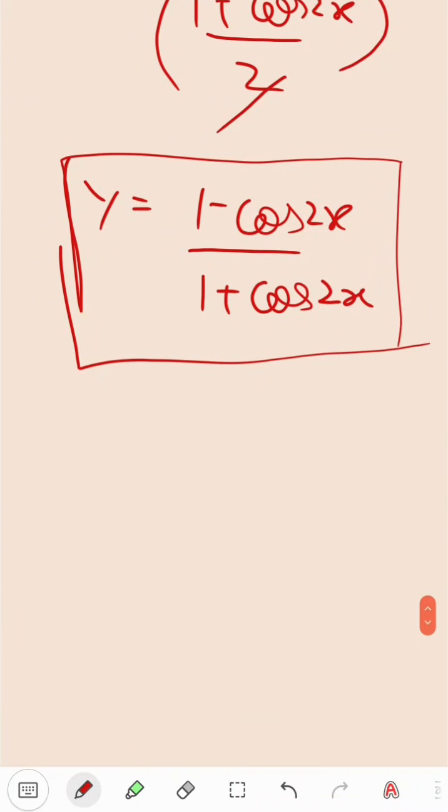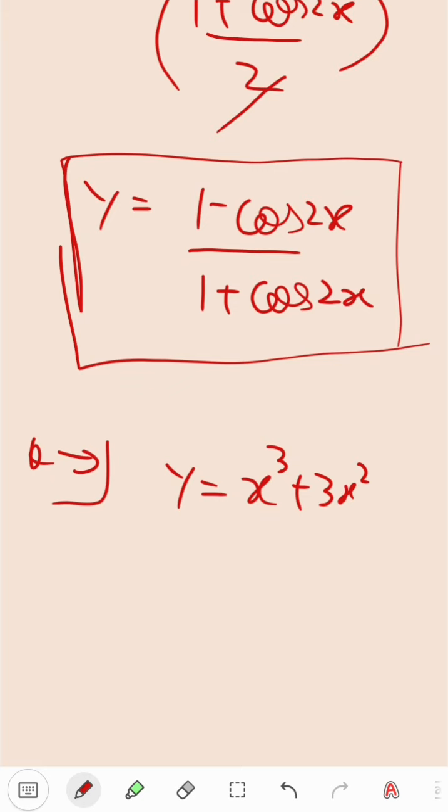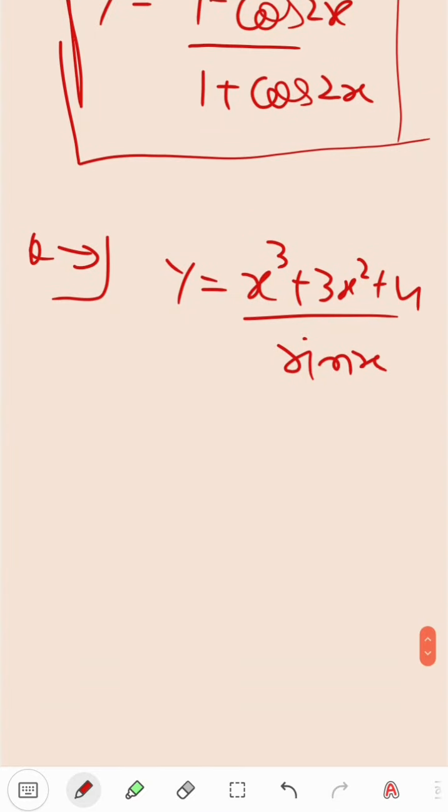Okay, let's try another simple one. This is not that much simple. Now let's say y equal to (x cube plus 3x square plus 4) upon sin x. Now this is an easier one. Okay, so we can find its derivative easily.